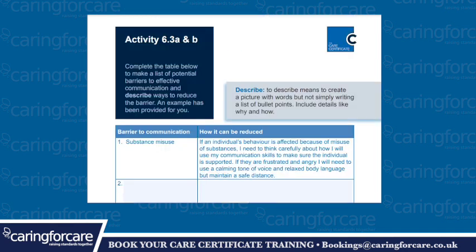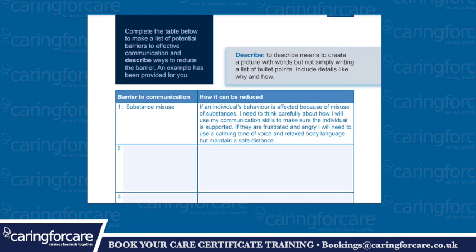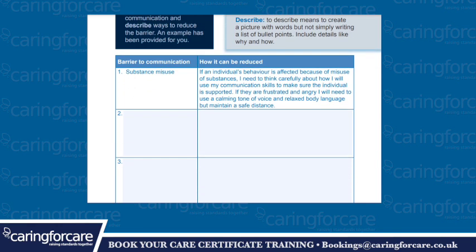Activity 6.3a and b. Complete the table below to make a list of potential barriers to effective communication and describe the ways to reduce the barrier. An example has been provided for you. Describe. To describe means to create a picture with words but not simply writing a list of bullet points. Include details like why and how. A barrier to communication. Substance misuse is the example given. How can it be reduced?